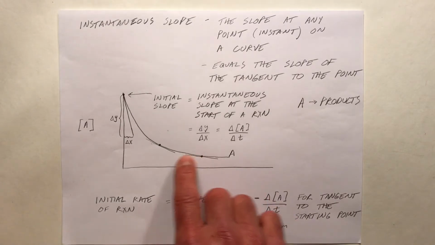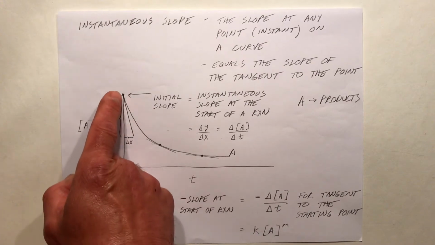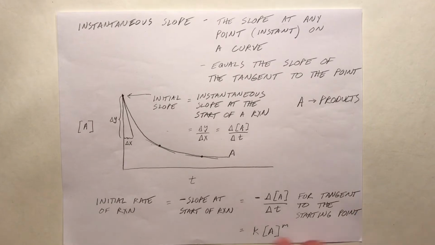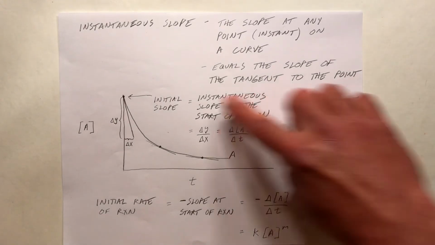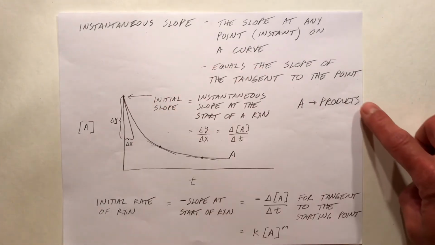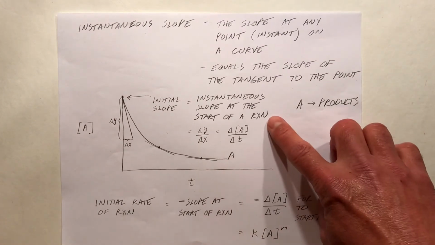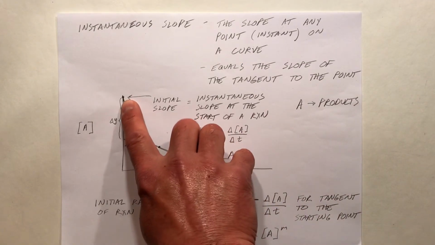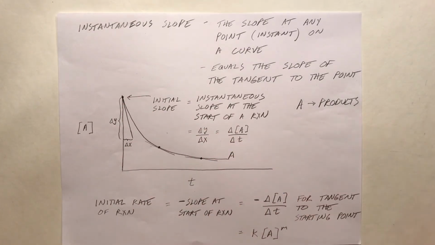To get the slope at any point on the curve, you could draw a tangent. And let's take a look at this tangent right here that's happening at the very initial point on the curve. We could measure the delta y and the delta x for that tangent. And we could say that the slope of the tangent, whatever point it strikes the curve, is the slope of that point on the curve. And that would be the instantaneous slope. And in this case, it's happening right at the start of the reaction, so we'd call that the initial slope. That's the instantaneous slope at the start of the reaction.